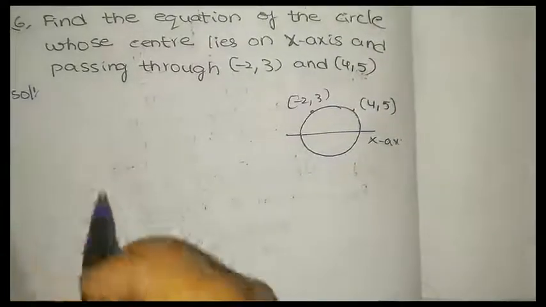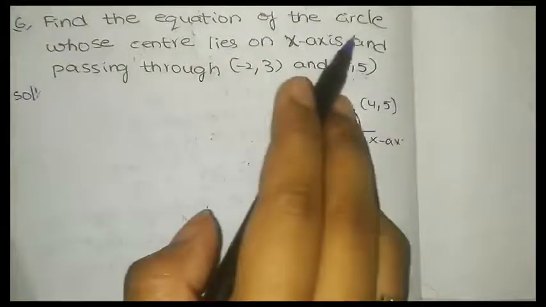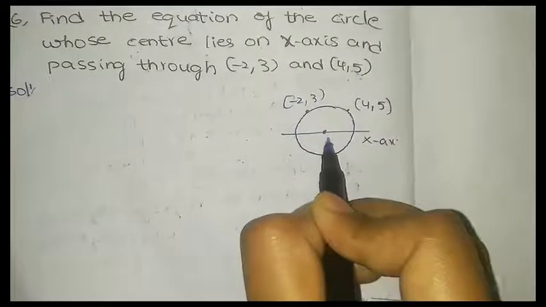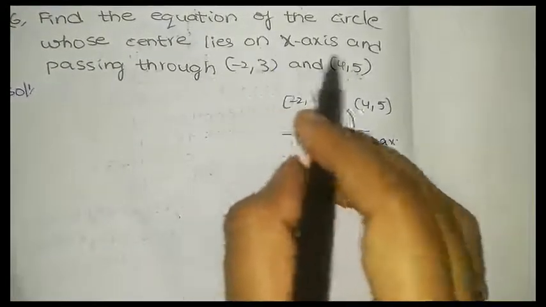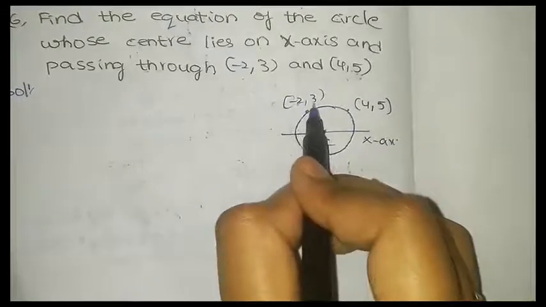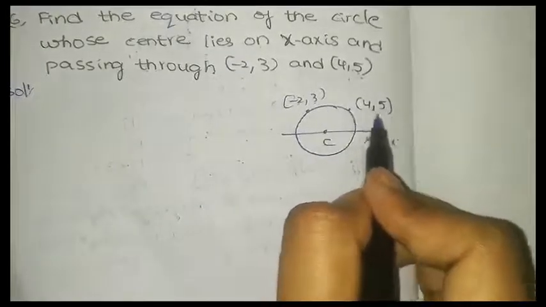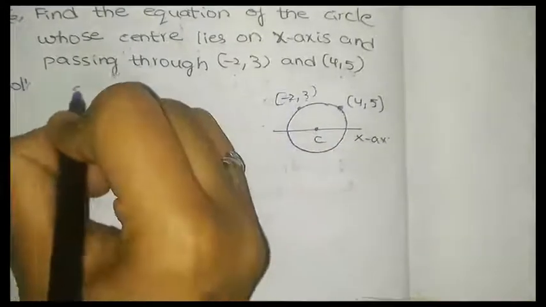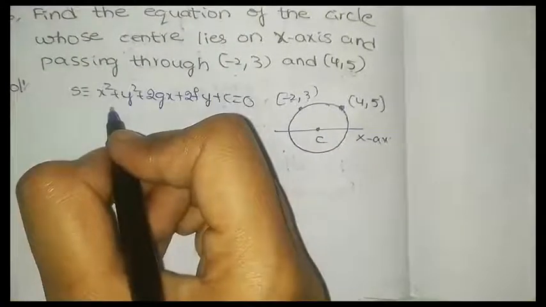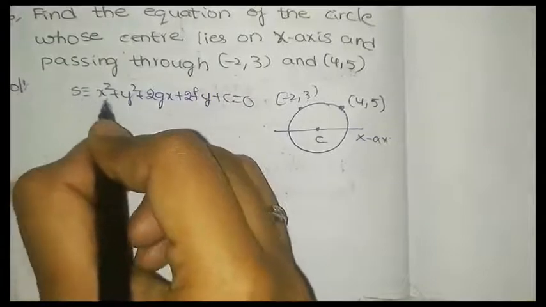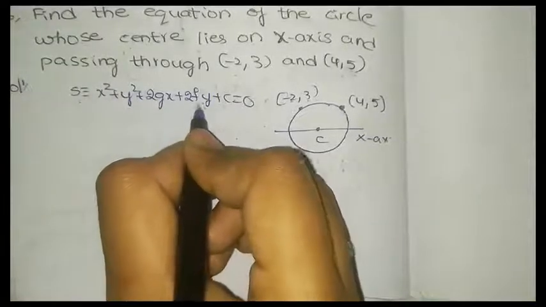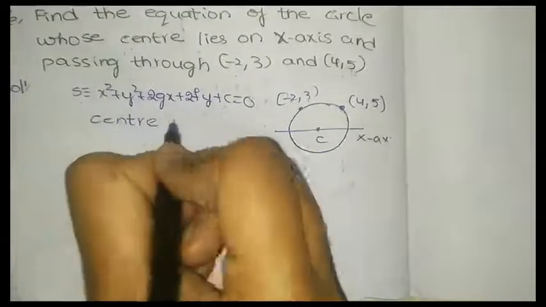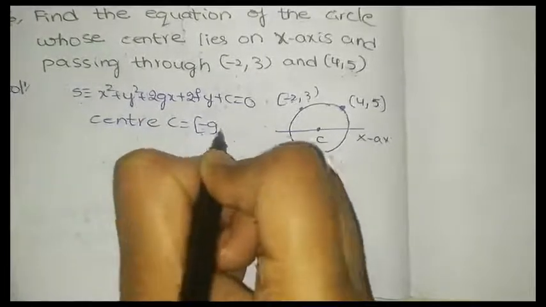And the sixth problem is find the equation of a circle whose center lies on the x-axis and passing through minus 2 comma 3 and 4 comma 5. These are the points on the circle. So let S be x square plus y square plus 2gx plus 2fy plus c is equal to 0. Then what will be the center? Center C is equal to minus g comma minus f.